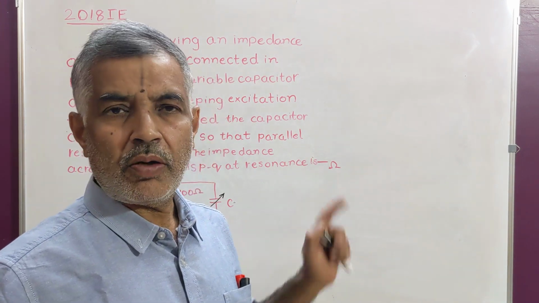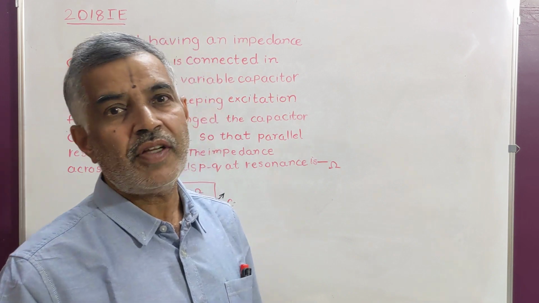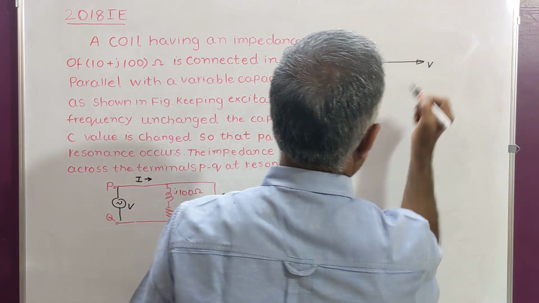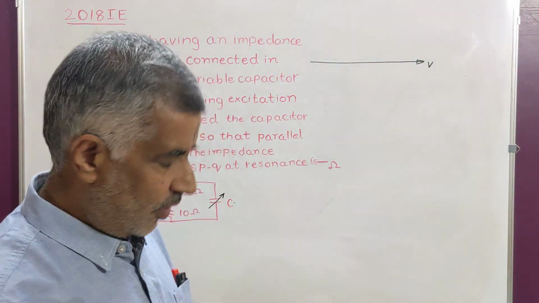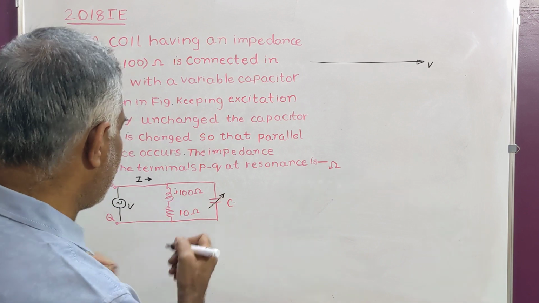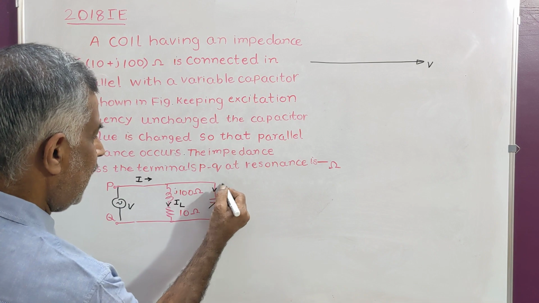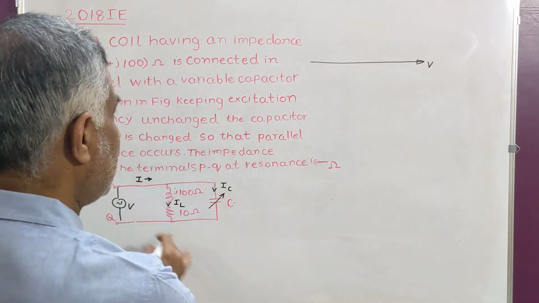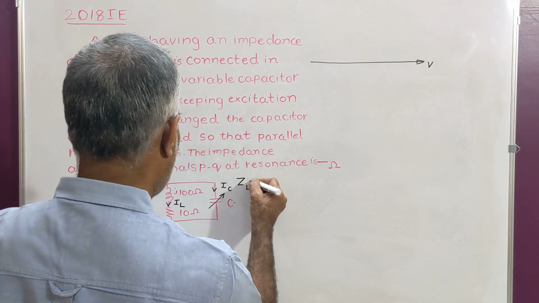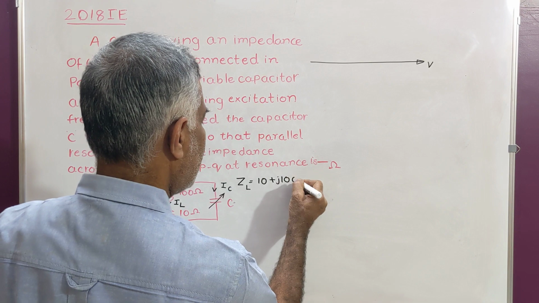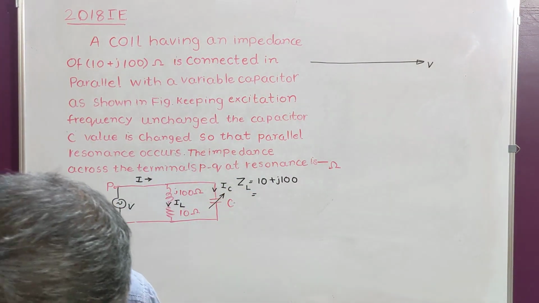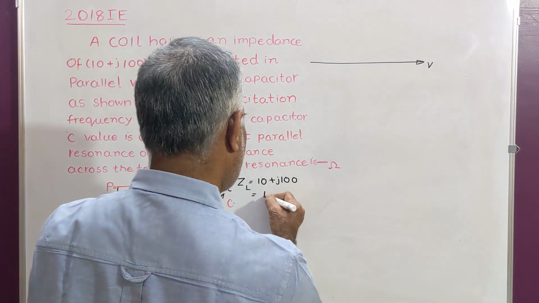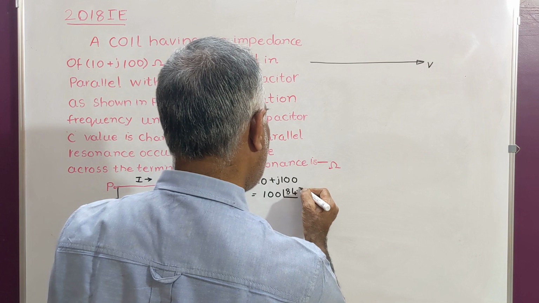Now, to work out this problem, students must be thorough with the phasor diagram. First, I will sketch the voltage phasor. This is voltage phasor V, taken as reference. Now I will sketch the current IL, and I will call the other IC current. In the RL circuit, impedance ZL is 10 plus j100. If you calculate, it comes out to be 100 at 84.3 degrees ohms.